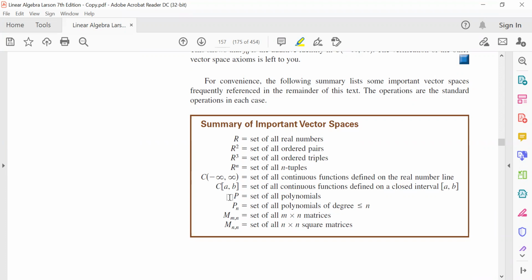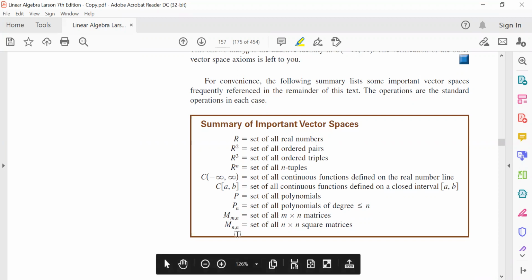P is a set of all polynomials. I want to get back to that one. Pn is what we did before, the set of all polynomials of degree less than or equal to n. We did an example when n equals 2, and M_mn, the set of all m by n matrices, or the set of all n by n matrices, square matrices.